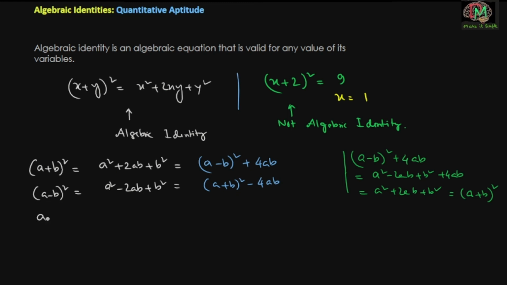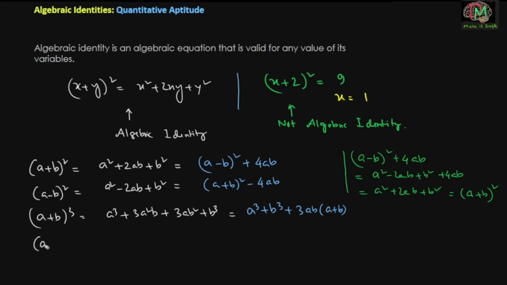Next is (a + b)³, that is a³ + 3a²b + 3ab² + b³. Further you can write it as a³ + b³ + 3ab(a + b). This part you can derive from here. Look at this, a³ + b³, and if you take 3ab common here, the remainder is (a + b).